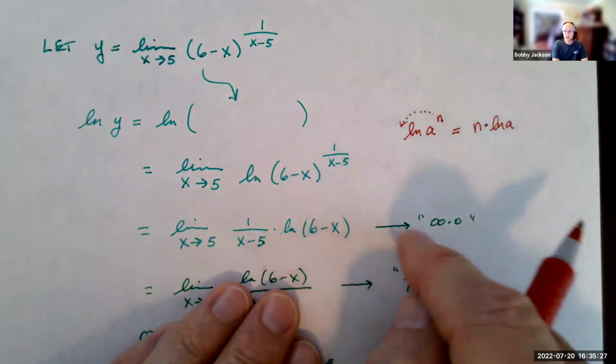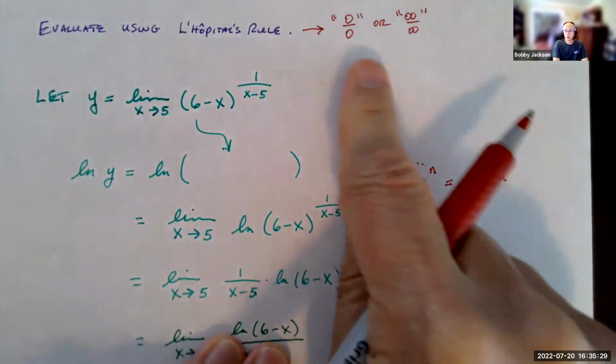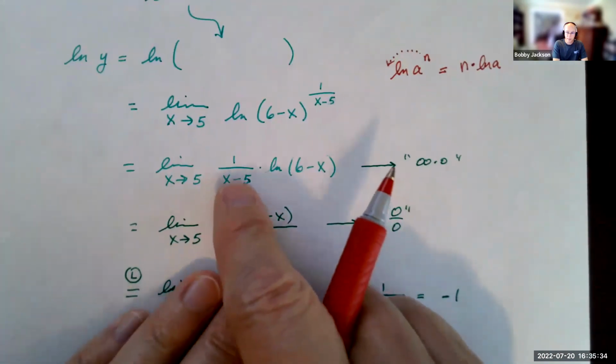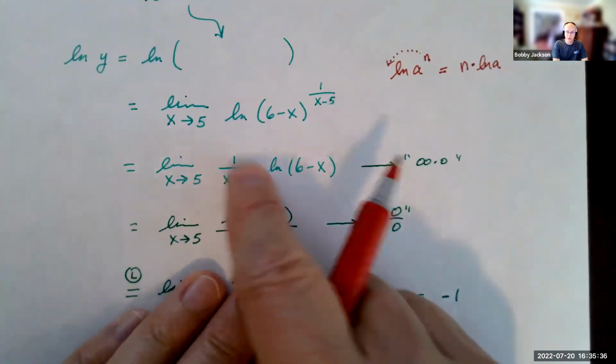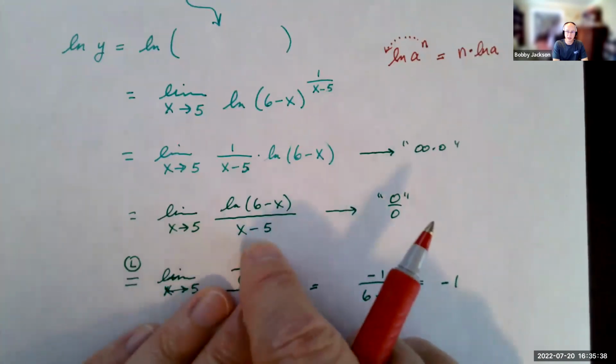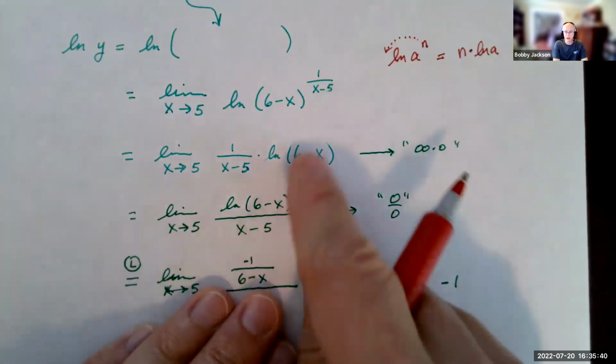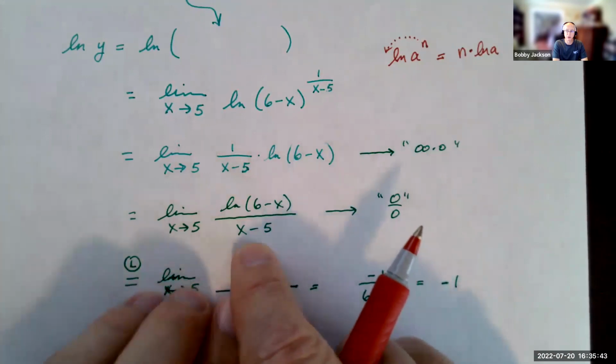But we can fix this. This is not in L'Hopital rule form. Remember, L'Hopital rule form is this or this. And so it's real easy because I just divide by the reciprocal of this. The reciprocal of this is just x minus 5, or just, you can almost see, multiply it together. It's exactly the same as this, right? I haven't really changed anything.